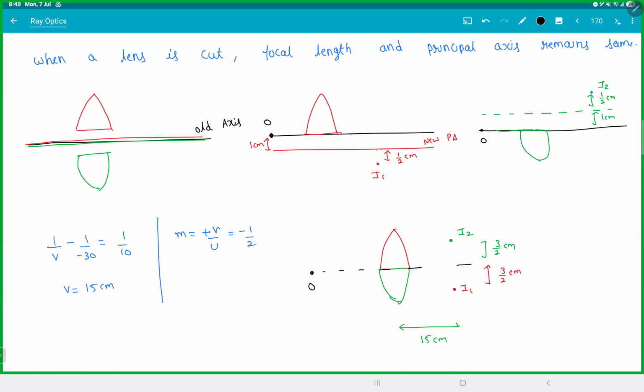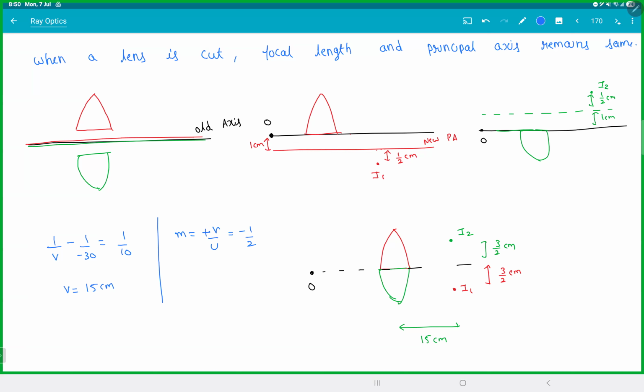Clear with this? Not a tough one, but you need to realize that when you cut a lens, there is no problem. But if you move the lens, that is when you create the problem. Clear with this? Most people focus too much on cutting the lens. That didn't create any problem. When you joined them, you messed up the whole thing. Any doubts on this? It's a good one. Clear?